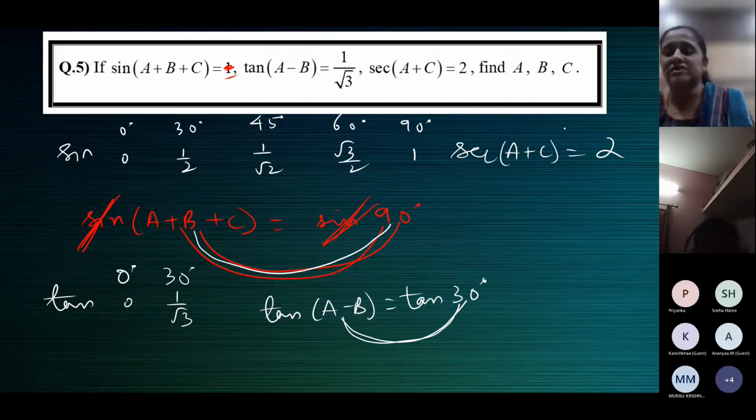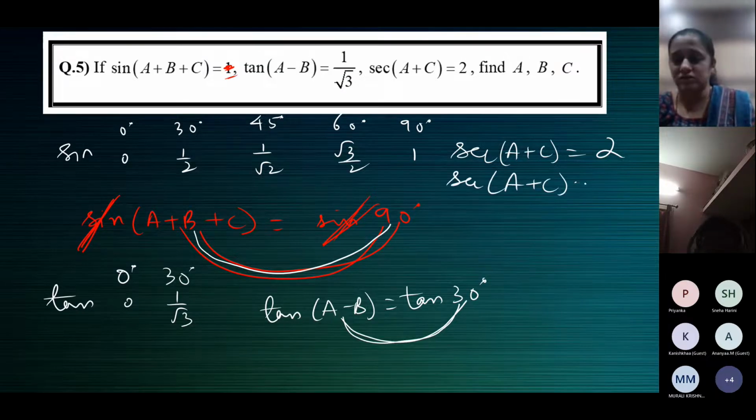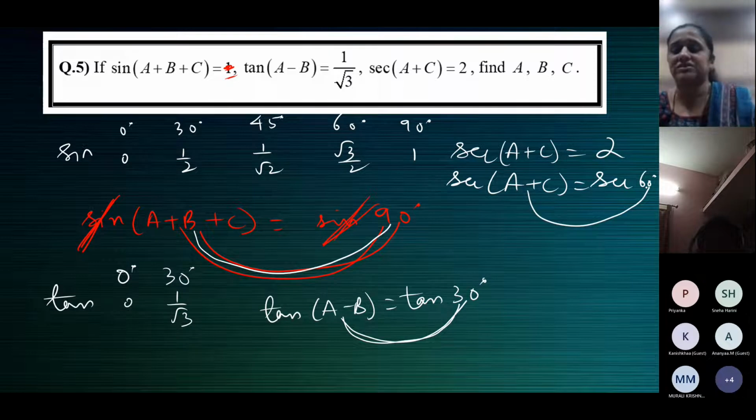So secant is a reciprocal of cos. So in the cos table, it will be 1 by 2. And it's 1 by 2 in the cos table when cos of 60 degrees is 1 by 2. That means secant 60 is 2. Cos 60 degrees is 1 by 2. So secant 60 degrees will be 2, the reciprocal of that. So secant A plus C is equal to secant 60 degrees. On comparing both the sides, A plus C is equal to 60.